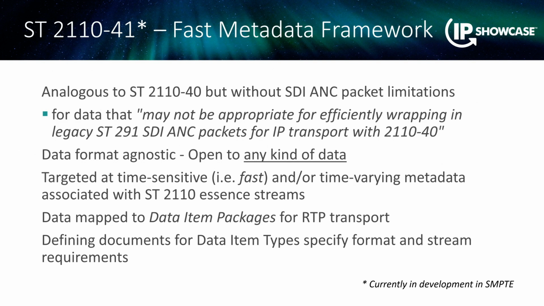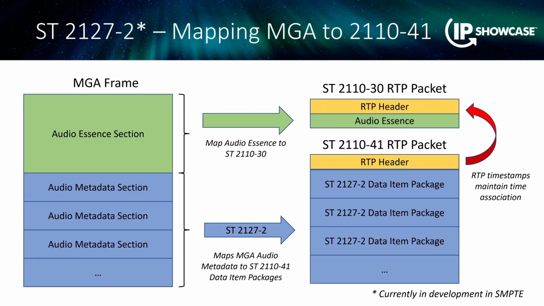I'll not go into more detail other than to say what it defines are these things called data item packages, which are more or less payloads. You have the RTP packet itself, and within the RTP packet, you can have one or more payloads that carry the data that you define for that application. The documents themselves define the requirements for that type. So if we're streaming audio, we would say we want to synchronize it with the audio stream. And that's precisely where the next standard comes into play.